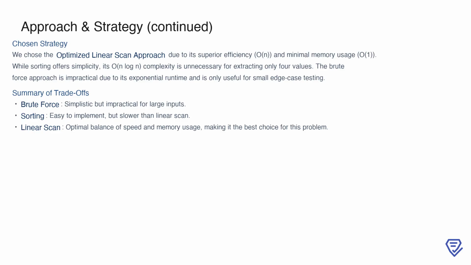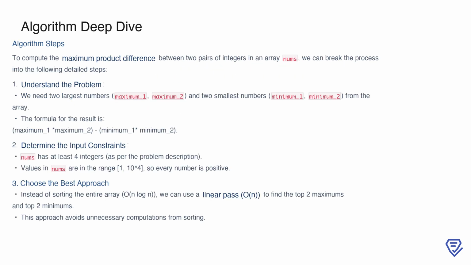To solve this problem, our goal is to compute the maximum product difference between two pairs of integers in the array. First, we need to identify the two largest numbers, which we'll call maximum_1 and maximum_2, and the two smallest numbers, minimum_1 and minimum_2. Using these values, the formula for the result will be the product of the two largest numbers minus the product of the two smallest numbers.